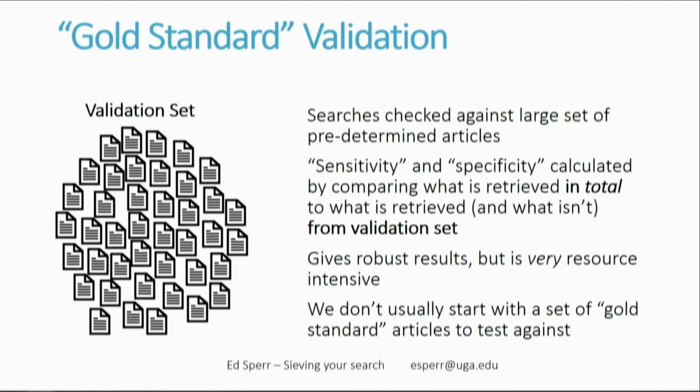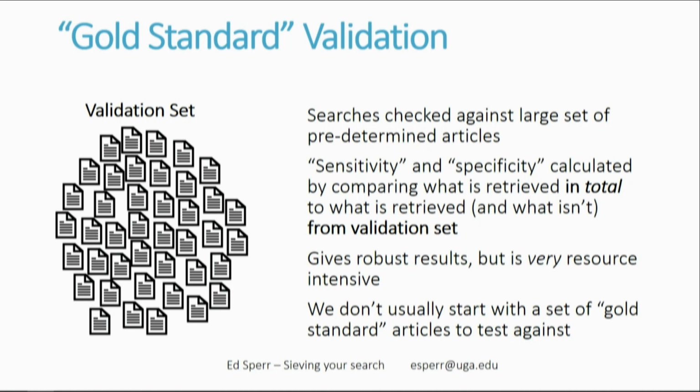Many times when we think about what gold standard validation means, we think about it in the context of building a brand new hedge, a brand new search filter, where we have this validation set, and then we test how well the search performs against that validation set. Now, this does enable us to do all kinds of complicated things in terms of looking at sensitivity and specificity of a search. We really can dial our search in very well when we're doing this kind of framework. Unfortunately, this really only works when we have a validation set to begin with.